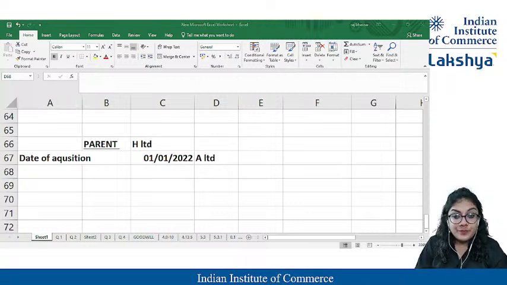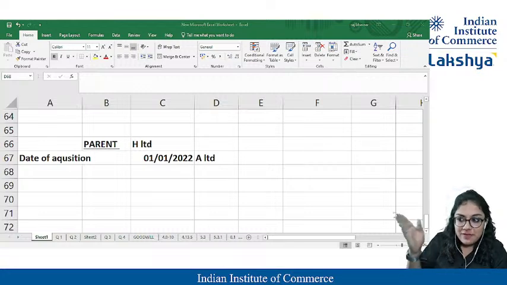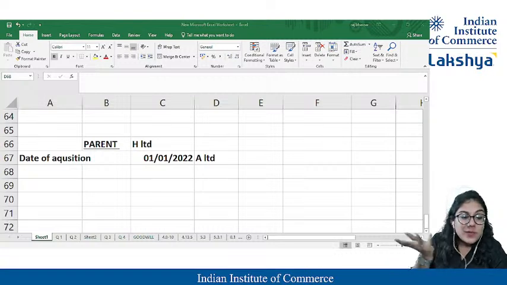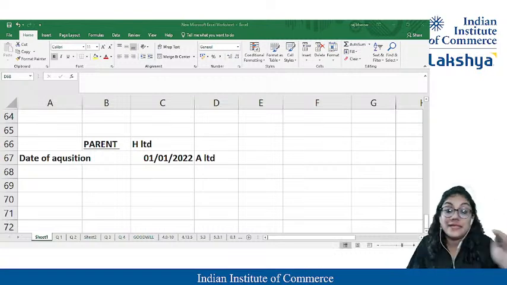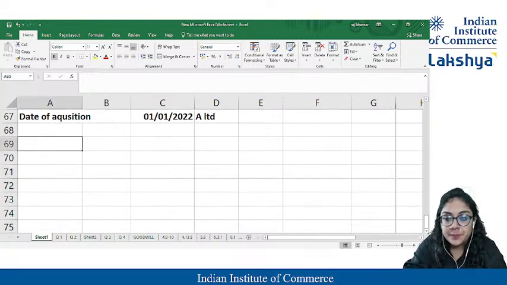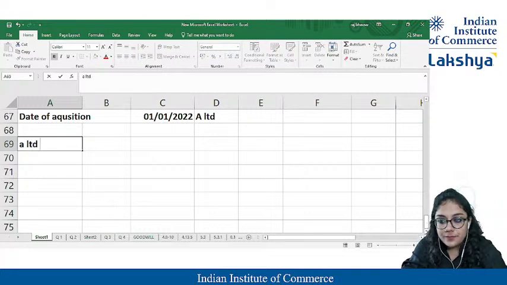For that, everybody will say, ma'am, we have to see A Limited's balance sheet, A Limited's financial position. What is the criteria of A Limited? Where is A Limited standing? For that I have to figure out A Limited's financial statements. So for example, I'll write it over here. It is A Limited's financial statements.